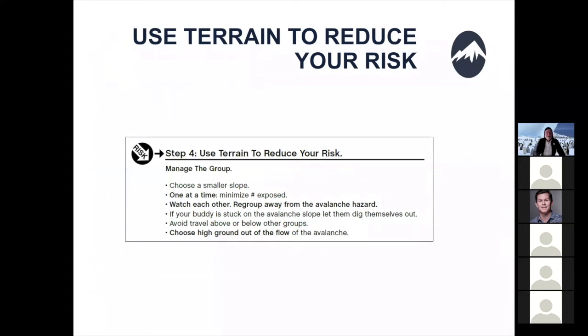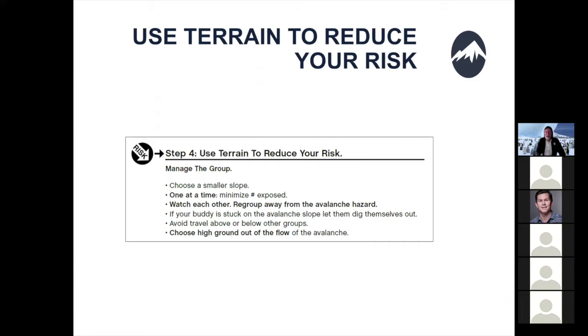So in terms of using the terrain to reduce our risk, maybe we can use a smaller slope, we can ski one at a time, we can watch each other. Particularly with snowmobiles these days, there's been a number of accidents where somebody got stuck, other snowmobiles have gone to the rescue, snowmobiles are a big load, and they've caused an avalanche that took everybody out. So general rule of thumb is, if somebody's stuck, let them dig themselves out.